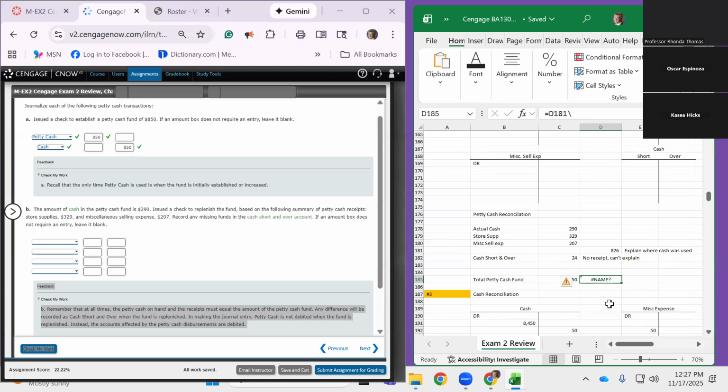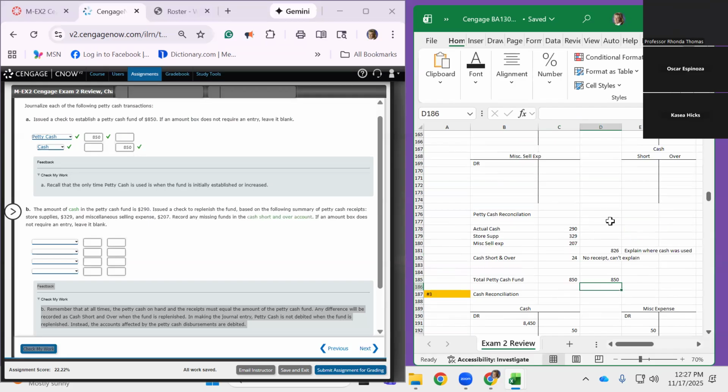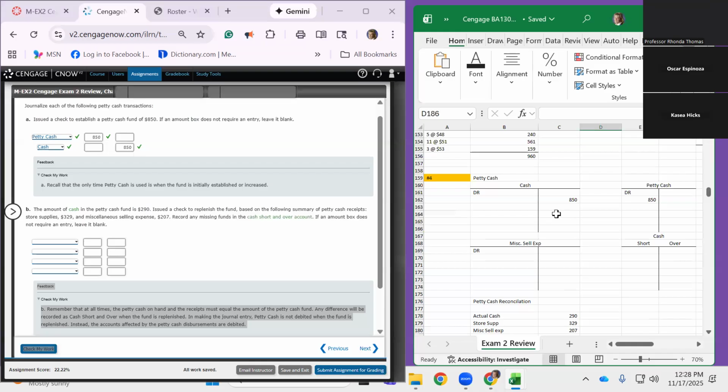Okay, $24. So 24 and 826 should equal 850. So one more time, we're going to add those two together just to make sure that it comes to 850. Yes, it does. So now we need a check for $826 from the cash account to put back in the drawer.